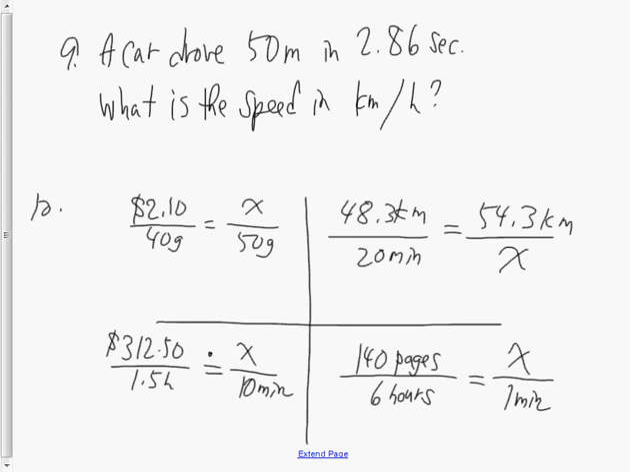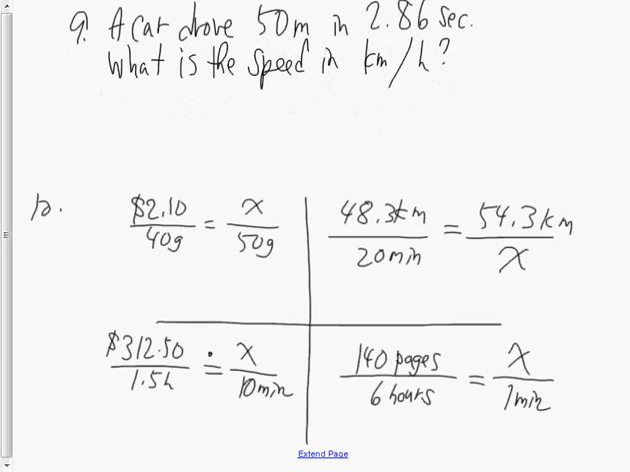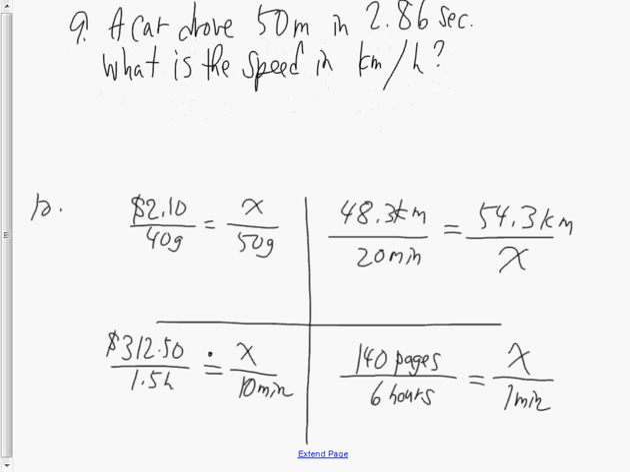Okay, grade 8 homework. These are questions 9 and 10 from your homework. The first question, question 9, says a car drove 50 meters in 2.8 seconds. What is the speed in kilometers per hour? So this is the exact same question as what we had outside when we went out and tried to calculate how fast people were going.